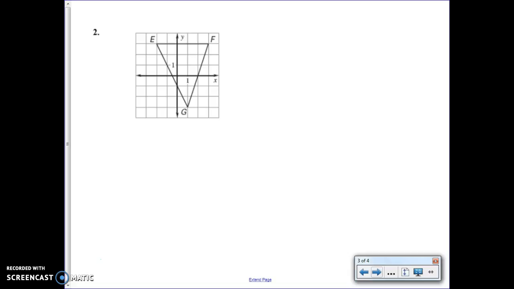Okay, so now it also wants us to find the perimeter and the area of this triangle. So, finding the perimeter, I know one nice thing is that I can see the length of EF just by counting: 1, 2, 3, 4, 5 is the length of EF. Now I'm going to have to find the length of EG using that same distance formula.